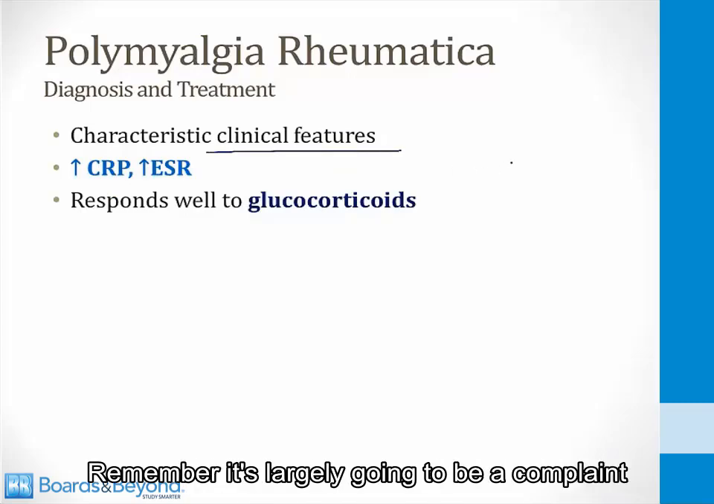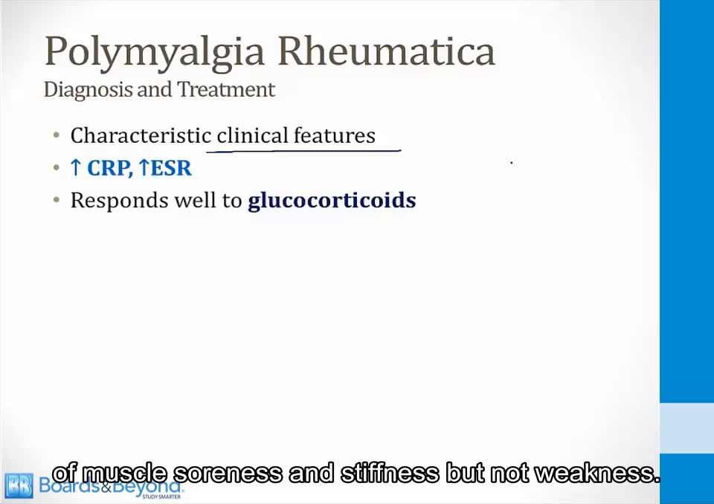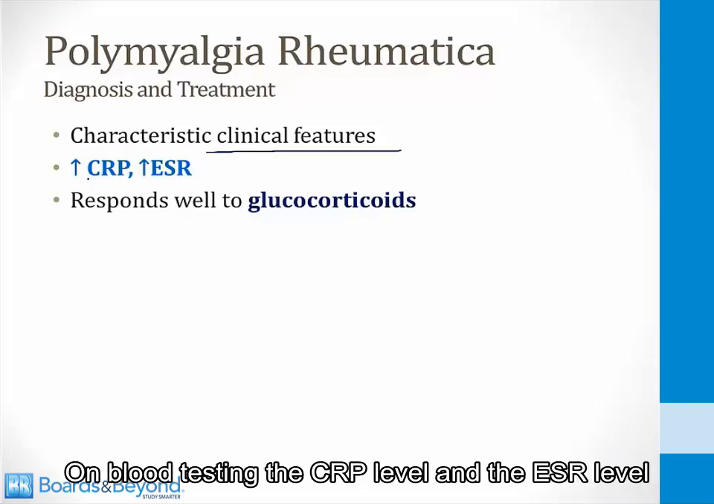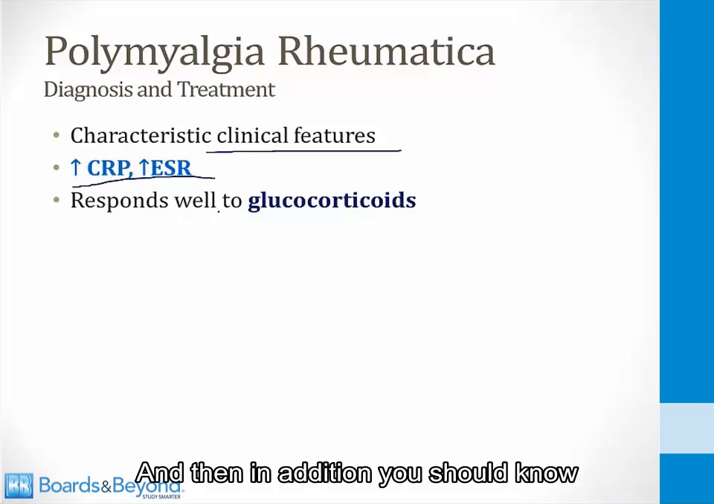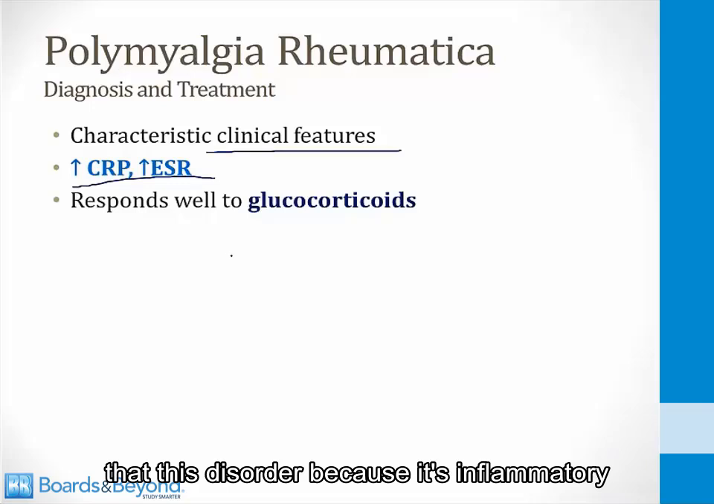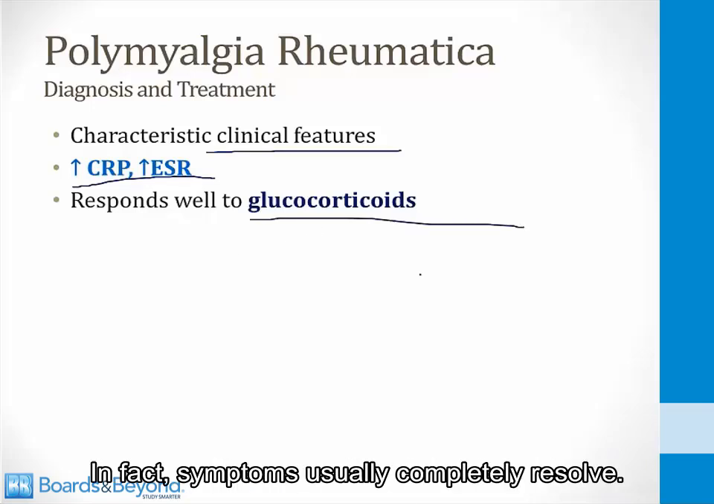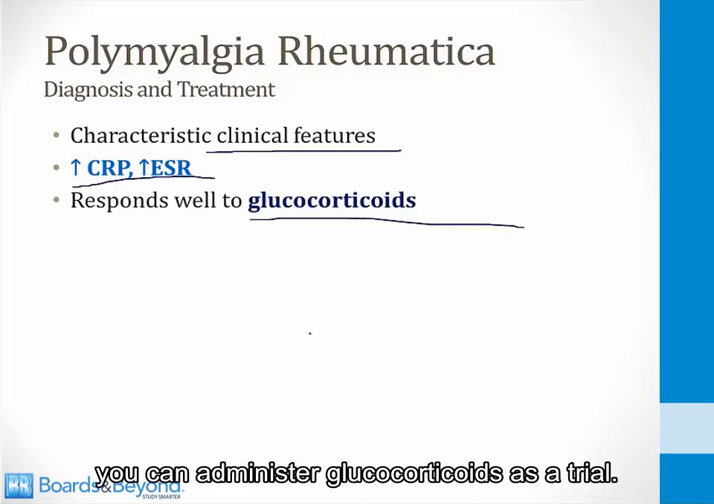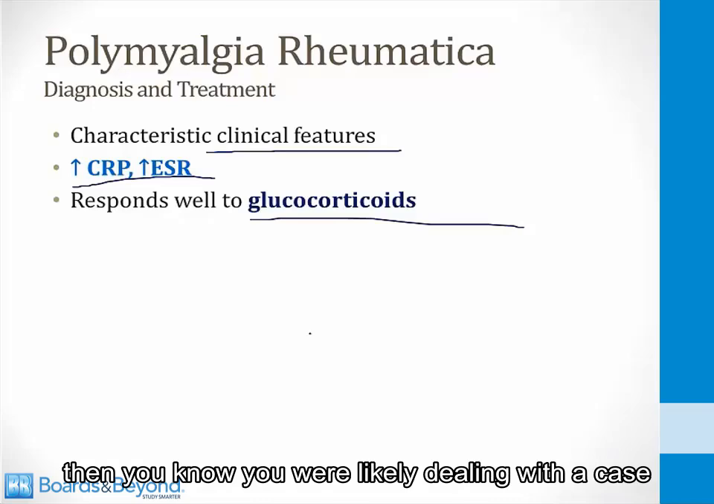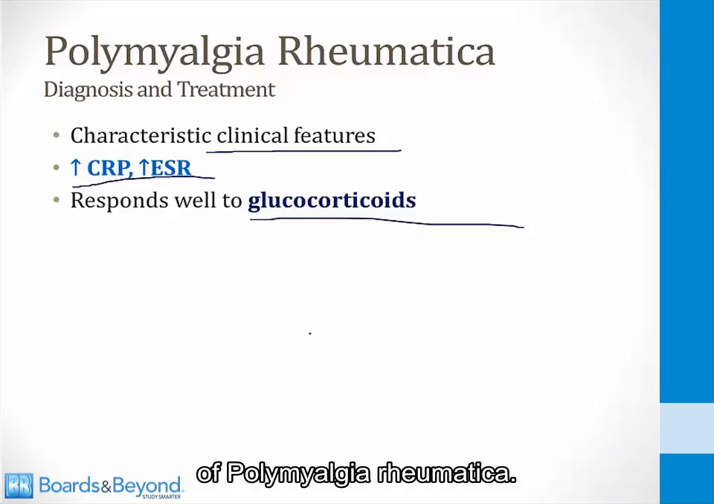Remember, it's largely going to be a complaint of muscle soreness and stiffness, but not weakness. On blood testing, the CRP level and the ESR level will be increased. And then in addition, you should know that this disorder, because it's inflammatory, responds very well to glucocorticoids. In fact, symptoms usually completely resolve. And this is sometimes a trick used clinically. If a patient has diffuse muscle stiffness, you can administer glucocorticoids as a trial. If the symptoms completely go away, then you know you are likely dealing with a case of polymyalgia rheumatica.